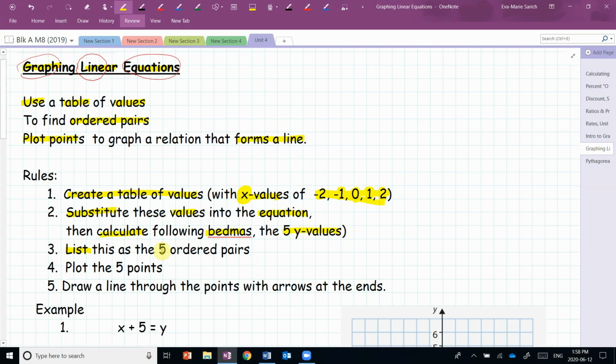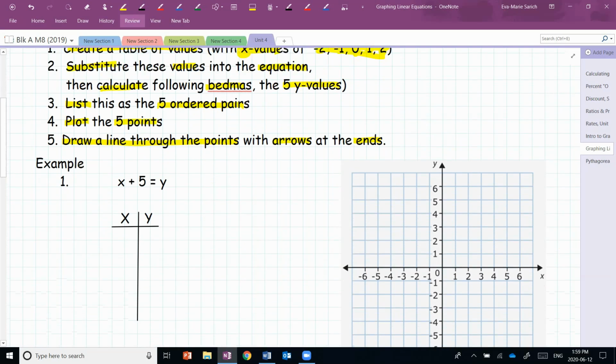So we're going to list then the 5 ordered pairs, which are points that you're then going to plot, those 5 points on the graph. And then you're going to draw a line through those points. And the line doesn't start and end with those 5. We're just finding those 5. That line, in fact, goes on infinitely in both directions. So we need to put arrows at the ends of the lines on both the left and the right side to show that the line goes on forever.